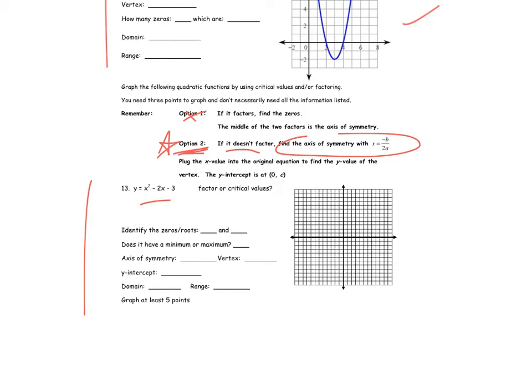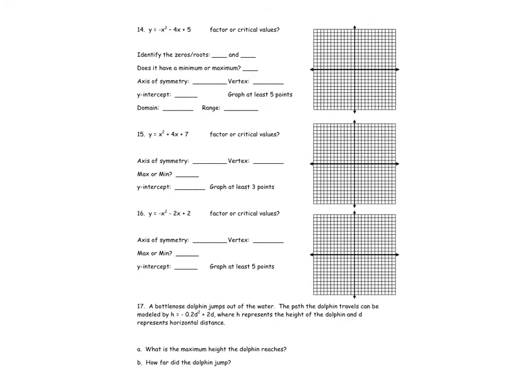Down here when it says factor or critical values, essentially you're finding the critical values first, the vertex, and then they talk about the y-intercept as well, just an important value you can find based on the graph. So just understand that's what it's wanting you to do when it talks about those options. I would follow the main way that we've been graphing these parabolas.